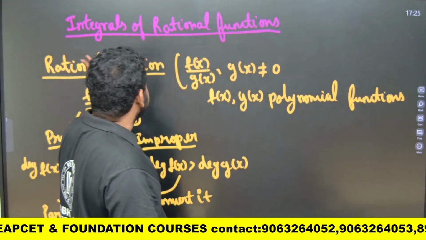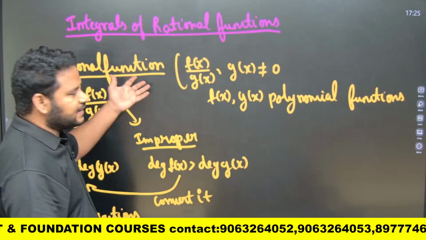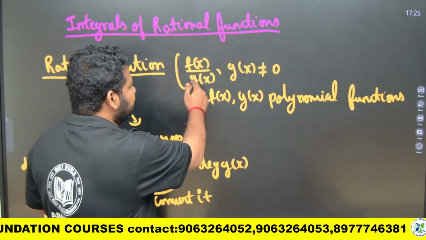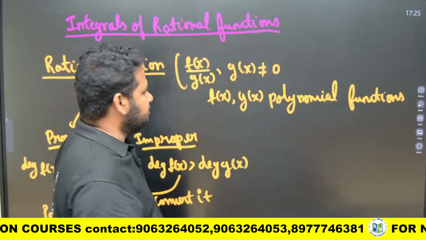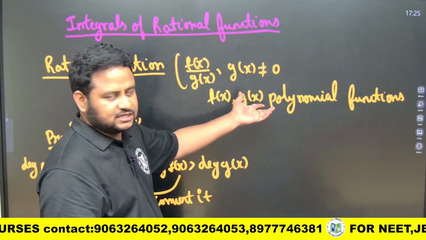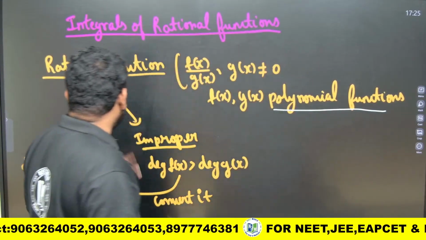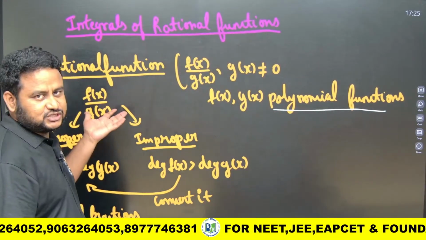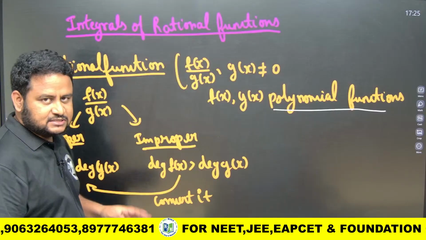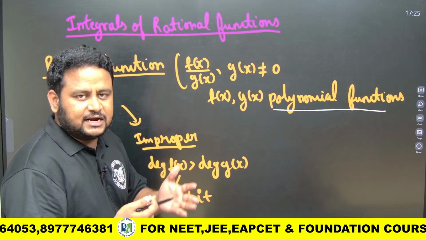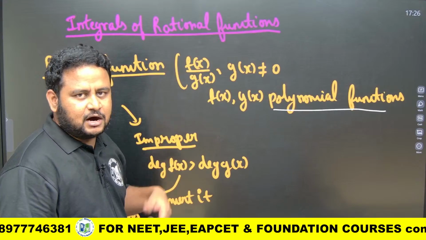So, when it comes to integration of rational functions, what do we mean by rational functions? They are of the form f of x by g of x, where g of x is not equal to 0, and f of x and g of x are polynomial functions. When I say rational functions, they are in fractional form, f of x by g of x, and the fractions can be of two types. They can be proper fractions or improper fractions.